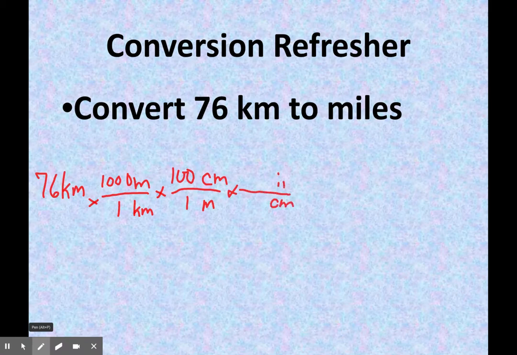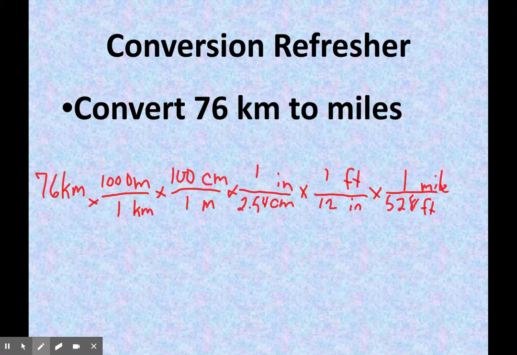Centimeters can go to inches. So in 1 inch, there are 2.54 centimeters. And then in inches, we're going to go to feet. So 1 foot is 12 inches. And then we can go feet to miles. 1 mile is 5,280 feet. And now we're ready to solve.